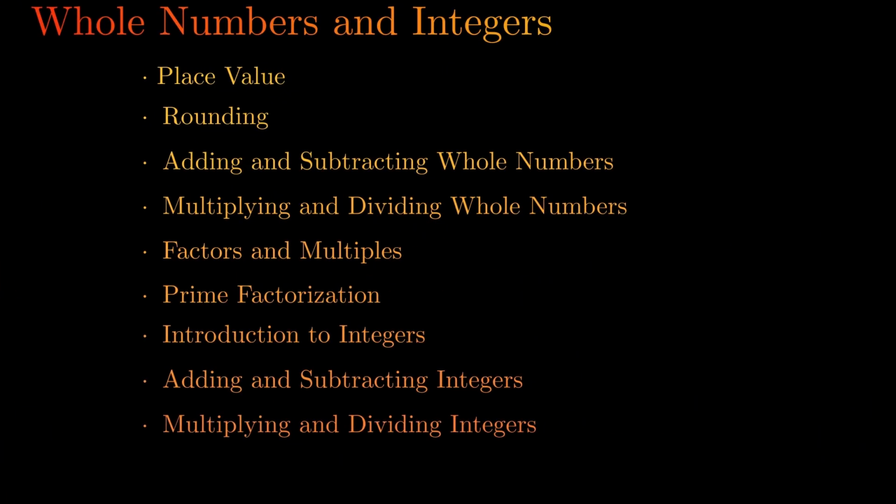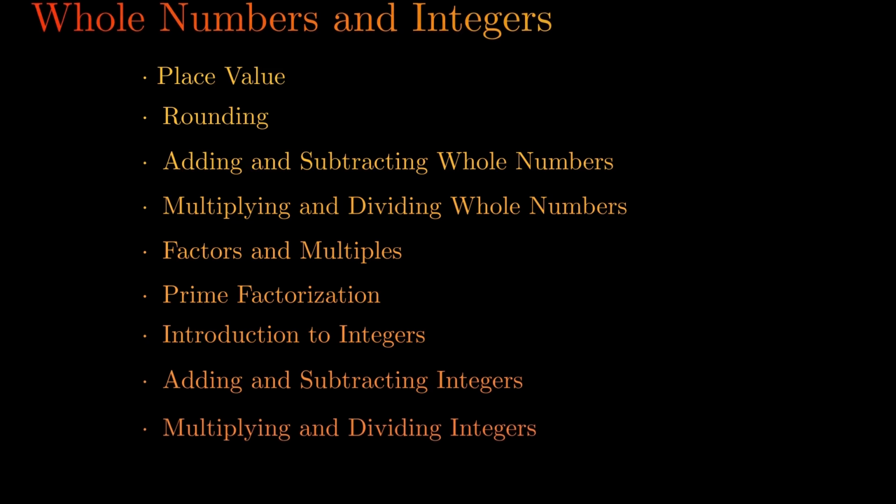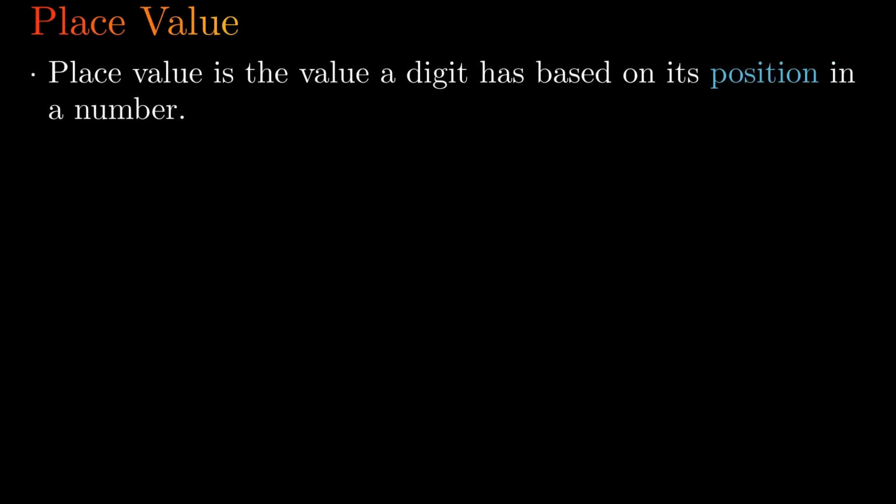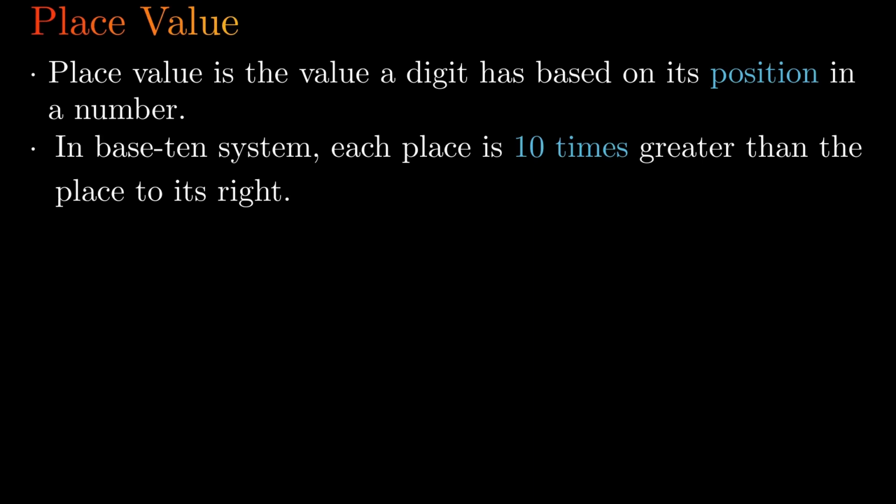Let's kick things off with something you might already be familiar with: place value and rounding. So, what is place value? It's the fundamental idea that a digit's value depends on its position or place within a number. We use a base 10 system. That's a fancy way of saying that each place is 10 times greater than the place to its immediate right.